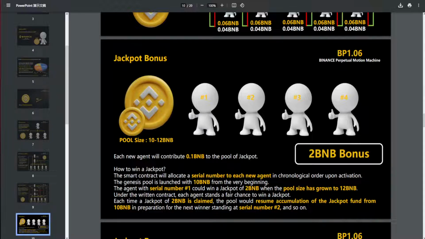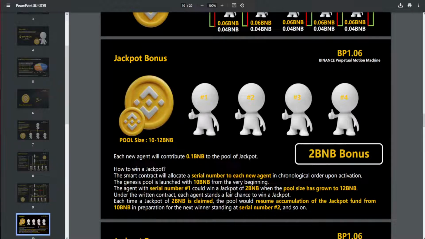So this 2 BNB bonus, it says the agent with serial number 1 could win a jackpot of 2 BNB. Let me just break it down for you. 0.1 BNB out of every deposit of 1.06 BNB goes to the jackpot pool. When that becomes 10 BNB, whichever 0.1 BNB is deposited after it reaches 10 BNB goes to the person who has serial number 1. But the condition is it has to reach 12 BNB. So when the 10 BNB is done, that is for the jackpot pool. Just put it aside, put it in one place.